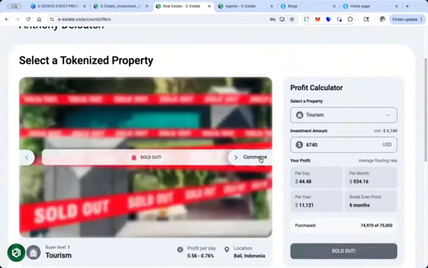Now, here's another property on our platform. This is a property located in Bali, Indonesia, and you see all this red tape here. This is just showing you that this property is totally sold out. You cannot purchase a share of this property right now. This is what I call our proof of concept property. This property was on our platform when we launched in June, and in 4 months, it totally sold out. People were so excited about it.